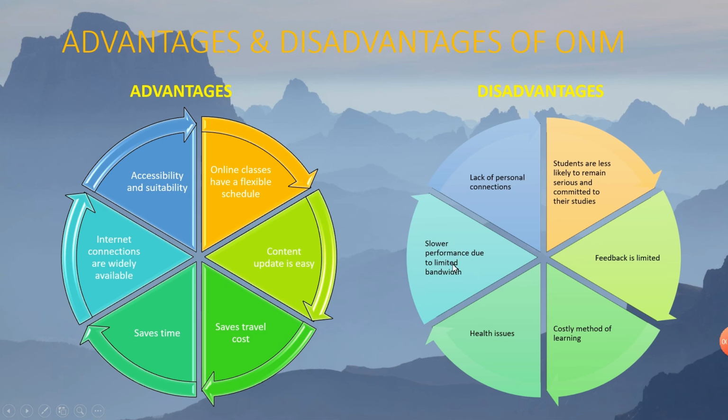Next, slower performance due to limited bandwidth. We can consider it as two types: internet bandwidth as well as the student interest level bandwidth. Internet bandwidth means there are certain places, when we are traveling, where the internet connection is slow or very weak, so we cannot understand or clearly listen to the class. When it comes to the student's limited bandwidth, without proper interaction, the performance would be slower. Next, lack of personal concerns, I have already said that. So these are the advantages and disadvantages of online mode.